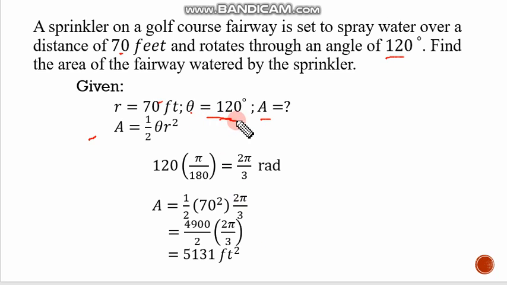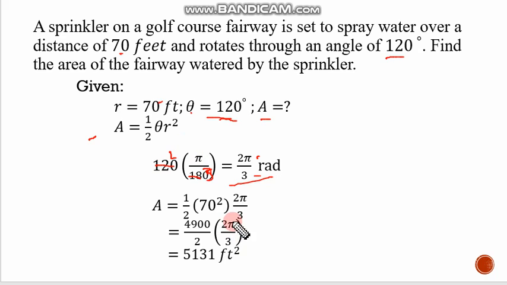Our theta here is still in degrees, so let's convert it first to radians. 120 pi over 180. Let's simplify this: let's divide the numerator and denominator by 60. That's 2 and 3. So 2 times pi is 2 pi over 3. We will use that for our formula.